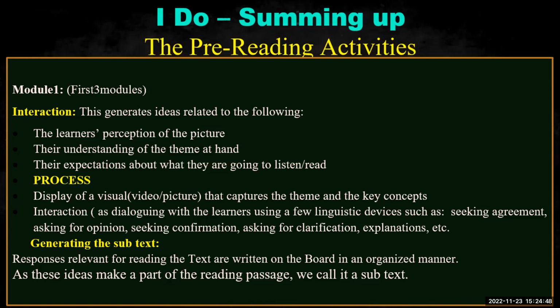And the third important area is generating the subtext. Whatever responses we get during the interaction process, we wrote on the green board, and then by negotiating with the children, we can rearrange the sentences. And once the subtext is prepared, we ask the children to write. And this is exactly what we do in this I do part, where the teacher has taken a lot of role. And in the next session, we will see the so-called practice period, which we call the we do activity.